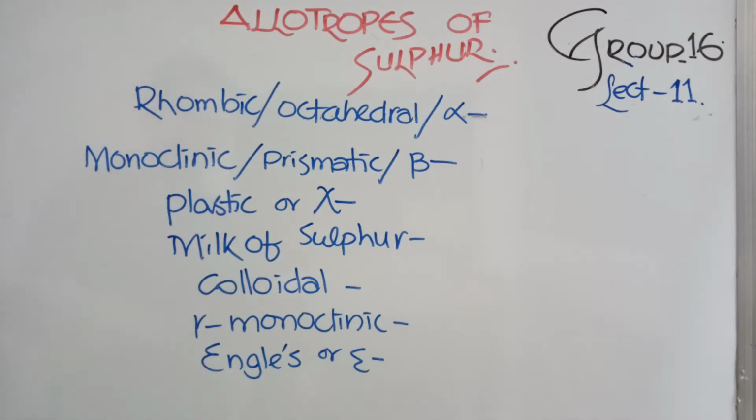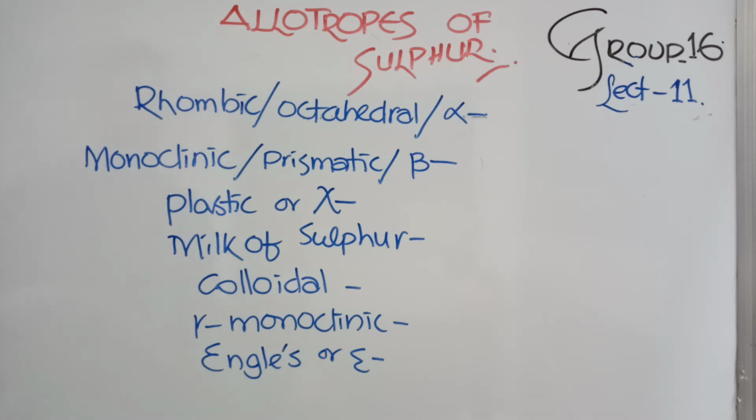Welcome back. We were discussing Group 16 in the last 10 lectures. With this, we'll conclude Group 16. We'll discuss a few allotropes of sulfur. Already, we were discussing how on heating, rhombic changes to monoclinic, and monoclinic changes to liquid. Here we'll discuss the different forms of allotropes of sulfur.